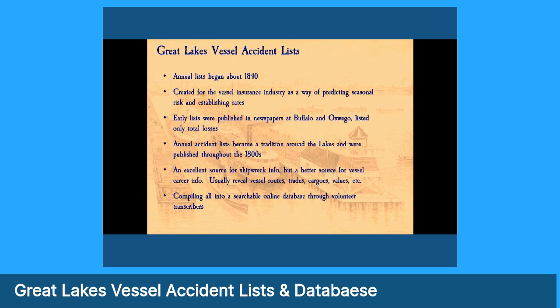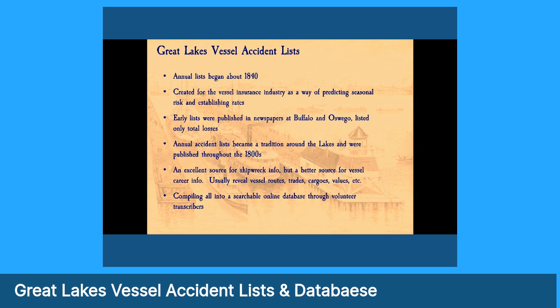But the real reason we use them is because they tell us a lot about vessel careers. If you go look through them, you'll find that even the most obscure two-masted schooners appear in the lists multiple times because every vessel got into trouble pretty frequently, usually at least once a season. And so it tells us a lot about what routes those vessels were on, what trades they were in, what cargoes, and the values of their cargoes oftentimes are given. So it really is a good tool for telling the story of a ship.